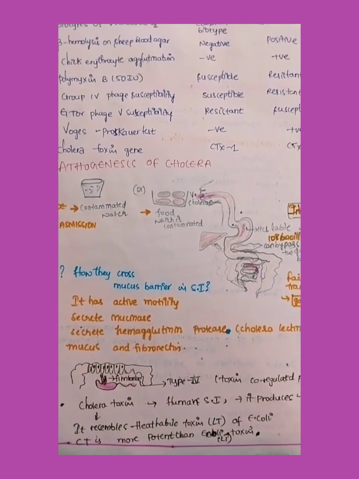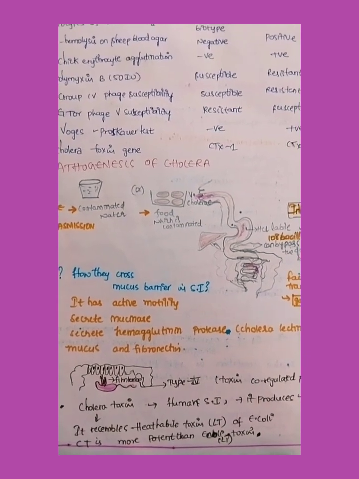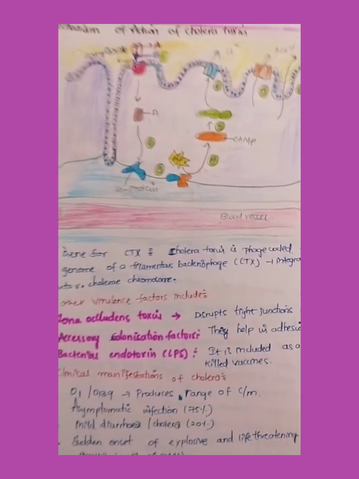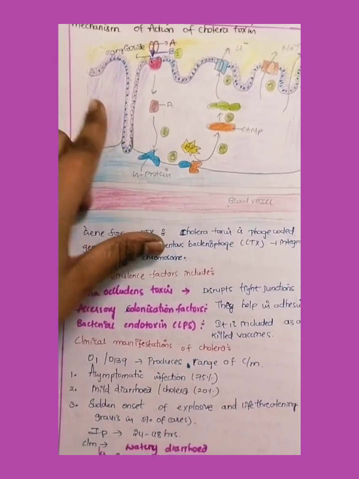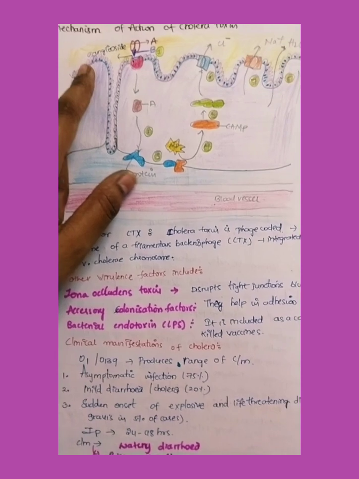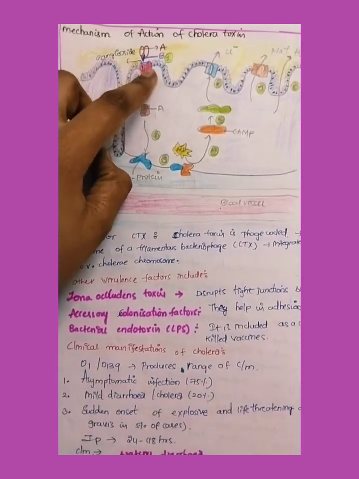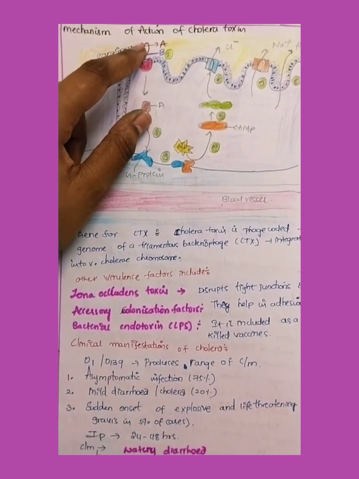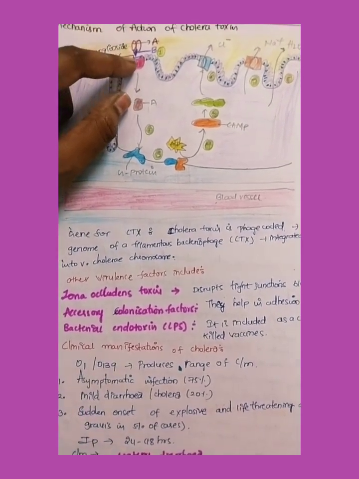Cholera toxin resembles the heat labile toxin of E. coli, and cholera toxin is more potent than the E. coli heat labile toxin. Coming to the mechanism of action of cholera toxin, I drew this picture from Apurba Sastry. This is the small intestinal epithelium, and these are ganglioside receptors. Our enterotoxin, cholera toxin, has two fragments: an A fragment and a B fragment.